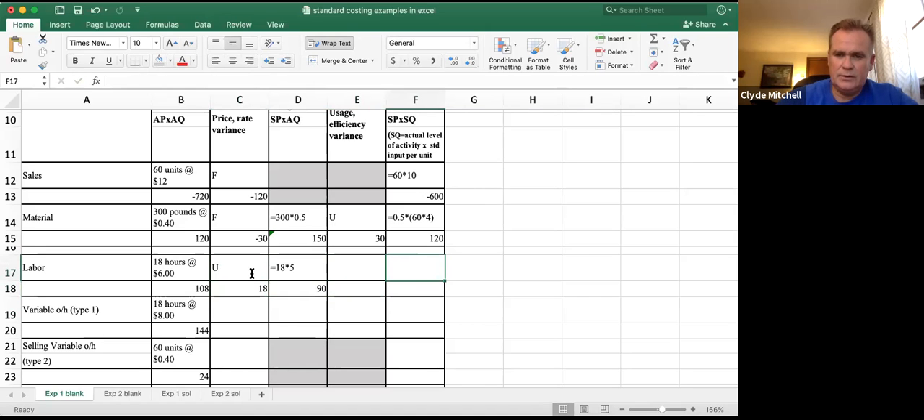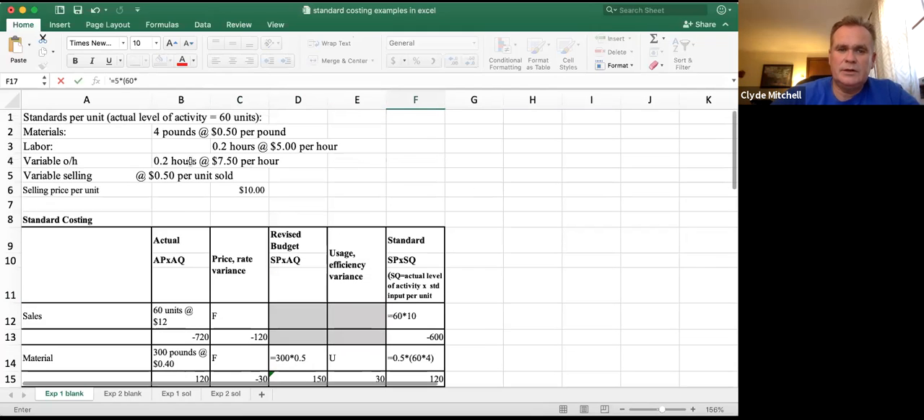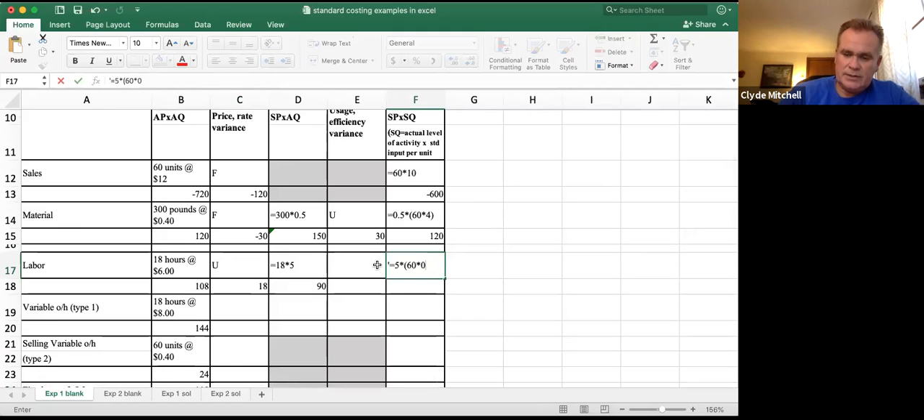Over here, we're going to go and work out the standard. So the standard, we have got the standard price or rate, which is $5 an hour, and we need to multiply that by the standard quantity. What is the standard quantity? Well, it's the hours it should have taken. That's based on actual level of activity, which in this case is 60, and we're going to multiply that by the standard input per unit, and it should take 0.2 of an hour. So it's 60 multiplied by 0.2, and obviously 60 multiplied by 0.2 is going to give us 12. So our answer is 5 times 12, which is 60.